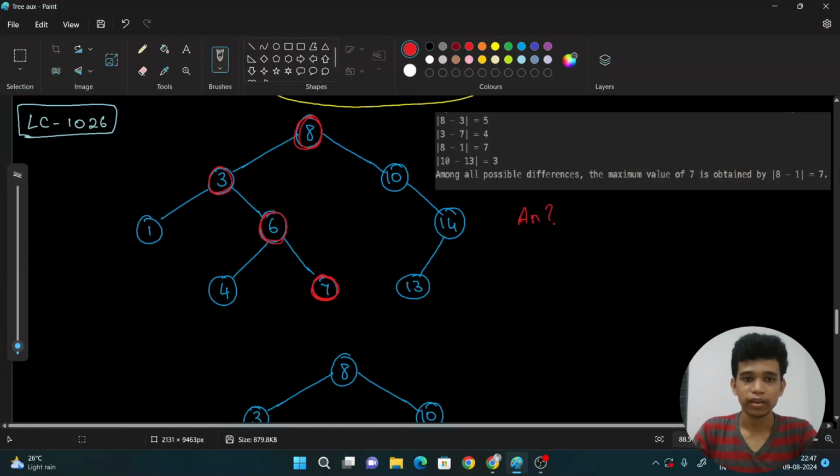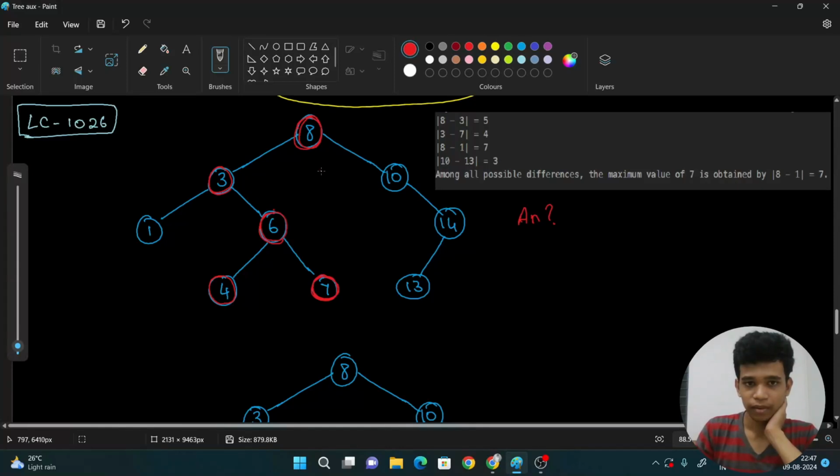Okay. Now, similarly, this 4's ancestors are the same: 6, 3, 8. And this 1's ancestors are 3, 8. This 10's ancestor is 8. This 14's ancestors are 10, 8. This 13's ancestors are 14, 10, 8. Hope you understand this.